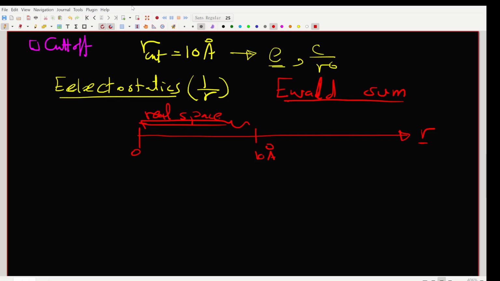but again, we are not really discussing the units here. But then how about from 10 angstrom all the way to infinity? This is not calculated in real space anymore. This is calculated in reciprocal space, or the Fourier space. If you think of it mathematically, this is like a Fourier transform, where you go from real space to reciprocal space.